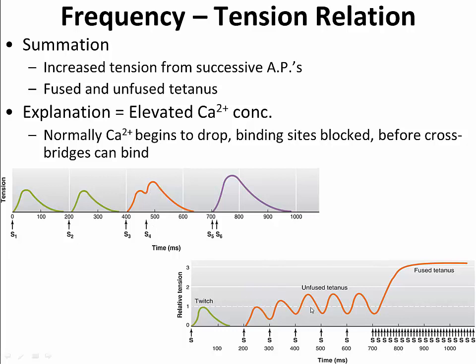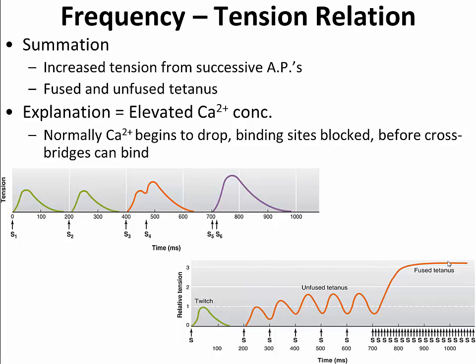And so eventually, of course, you achieve tetanus when the calcium levels in the cytoplasm of the muscle cell are high enough that all the troponin is bound, moving all the tropomyosin out of the way, so all of the actin is exposed and myosin can bind to it, and you're not going to get any more tension than that.